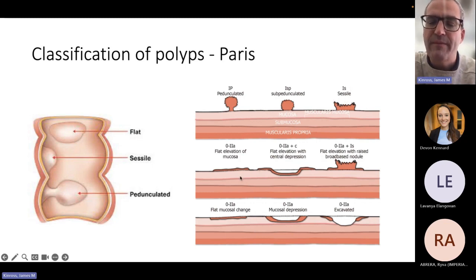And then we grade them depending on the elevation that you can see, and also the depression and the degree of excavation. So you'll often hear, for example, an IP polyp. You might have a 2A polyp, for example, that's flat.